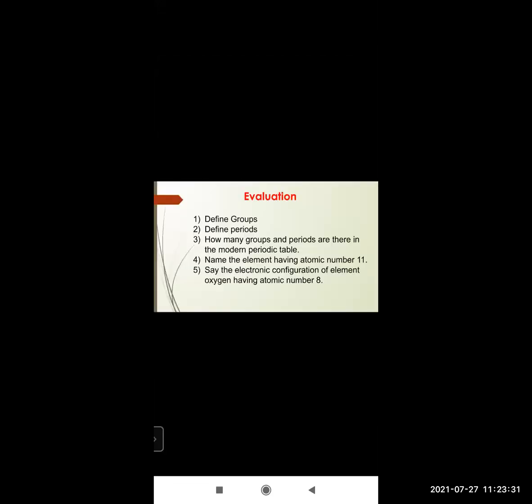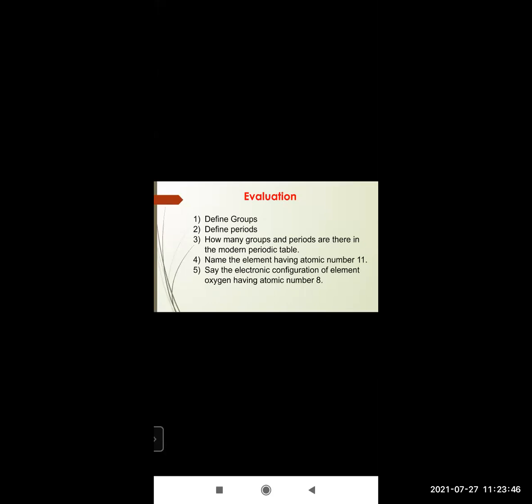So we have seen all the 4 questions, that's position of elements in the modern periodic table. So hope all of you have understood all the points. Clear? Now what you have to do, you have to answer some of the questions. Whatever points we have seen from page number 21 and 22, we have seen the 2 pages. From that you have to evaluate.